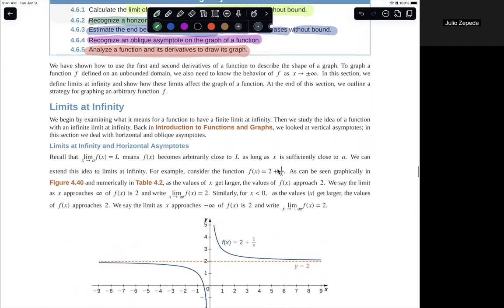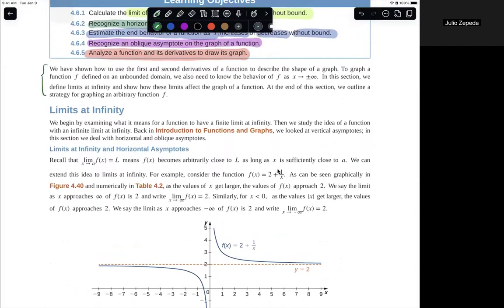I'll start by reading this first paragraph. It says, we have shown how to use the first and second derivatives of a function to describe the shape of a graph. To graph a function f defined on an unbounded domain, we also need to know the behavior of f as x goes to positive or negative infinity. In this section, we define limits at infinity and show how these limits affect the graph of a function. At the end of this section, we outline a strategy for graphing an arbitrary function f.